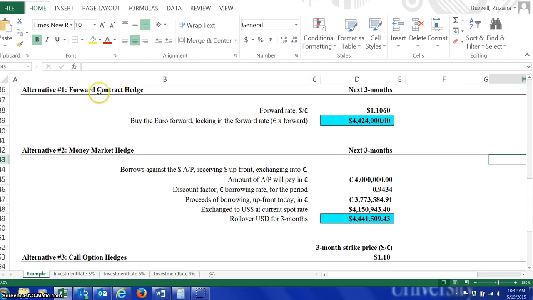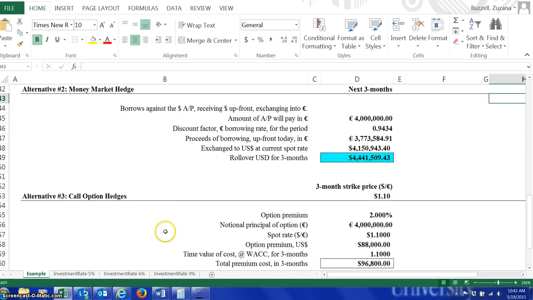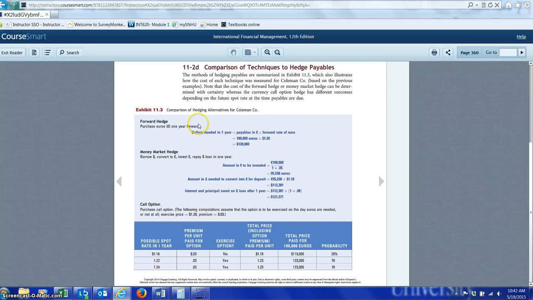Sorry, you will have 3 alternatives: the forward contract hedge, money market, and call option. If you notice, the same thing is in your exhibit 11.3: forward hedge, money market, and call option. So that's what I'm looking for in the homework assignment, okay? That's the goal, to calculate and figure out these 3 hedging tools: forward hedge, money market, and call option. And we will compare them afterwards.